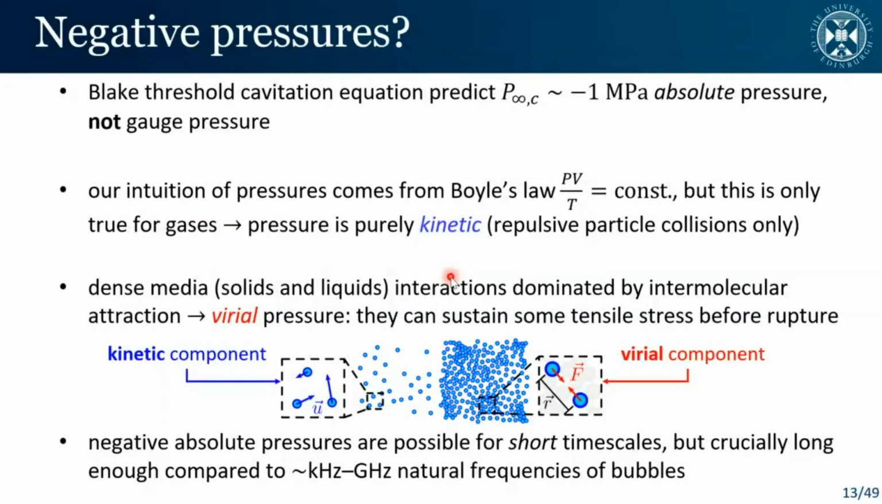Our intuition of pressure comes from Boyle's law, but this is really only true for gases. And as we described in the last slide, the pressure in gases is purely kinetic, so it arises from the intermolecular collisions of molecules bouncing off each other or off the surface of your domain. However, for dense media like solids and liquids, this pressure is dominated by intermolecular attraction, or these closer intermolecular forces, and pressure instead is dominated by this virial pressure component.